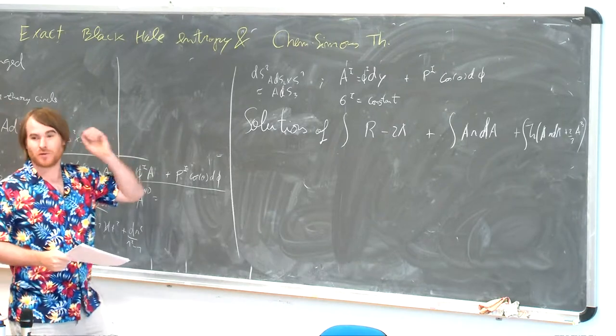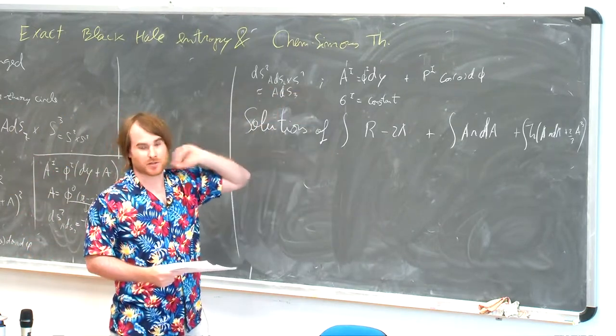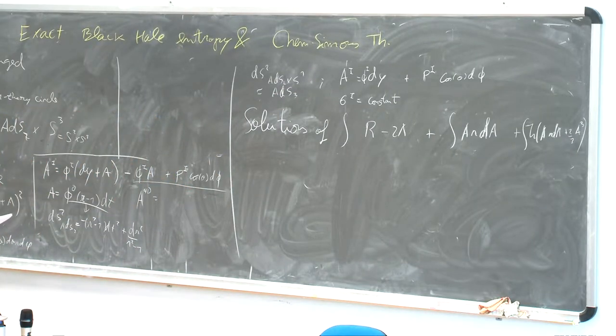So this is like the minimal theory you can construct such that this is a solution. And that's when the Chern-Simons theory will come in. Okay, but let's get to something a bit more precise.